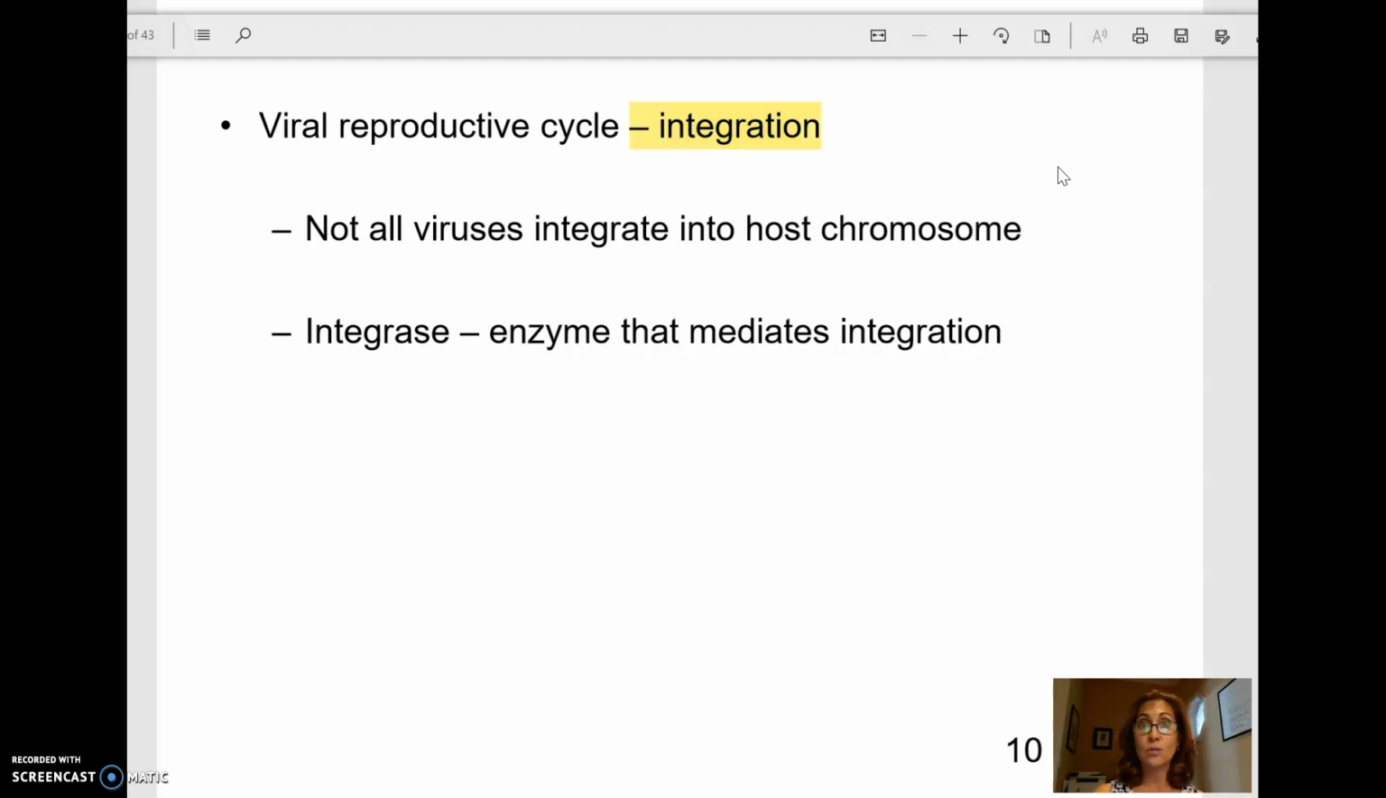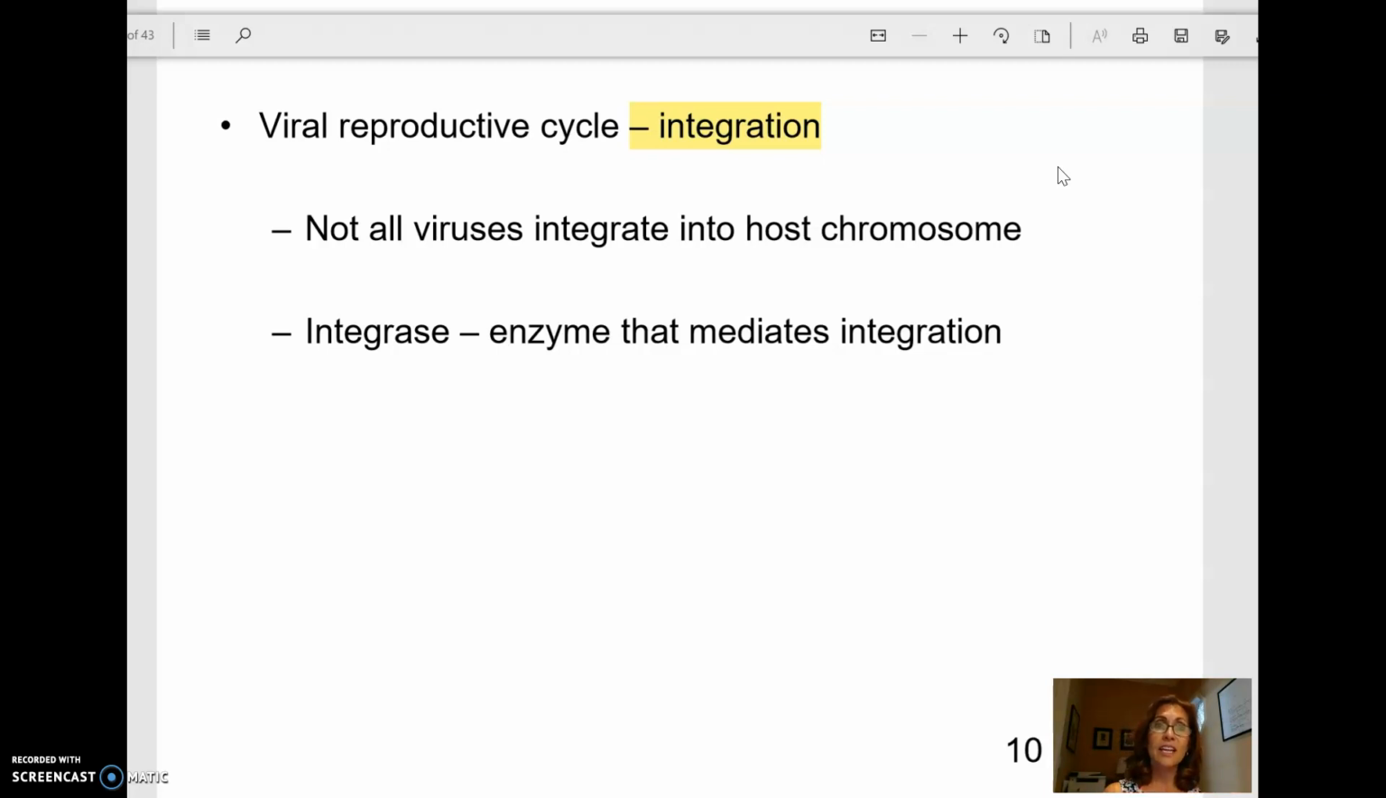Not all viruses do this. Varicella virus does this, so the virus that gives you chickenpox does this. Human papilloma virus does this. Human papilloma virus can integrate in tissues and lay there dormant for years.